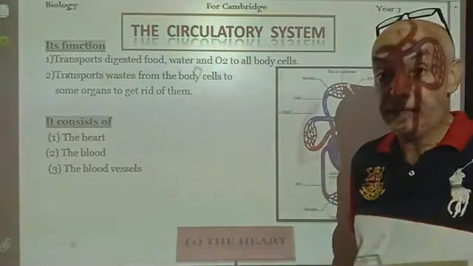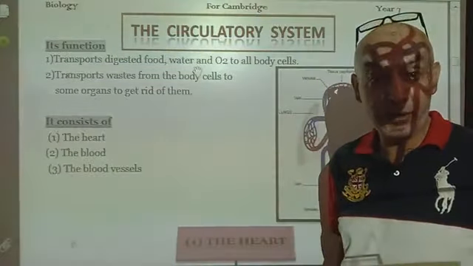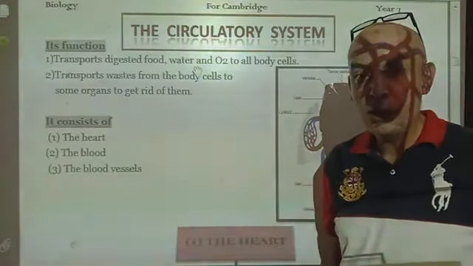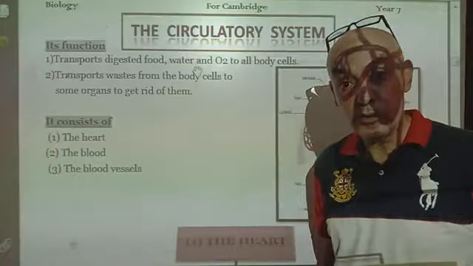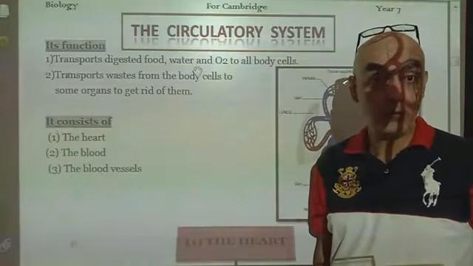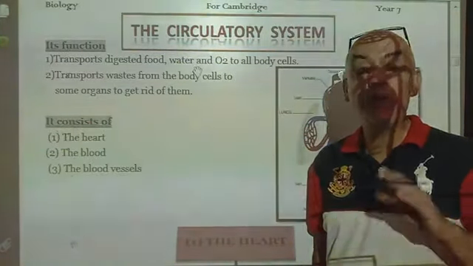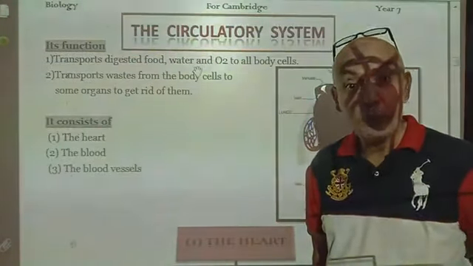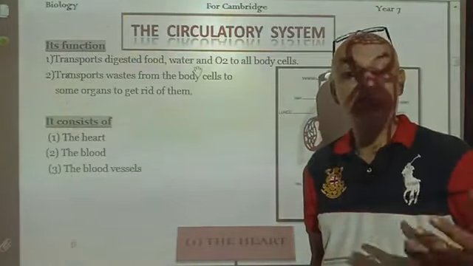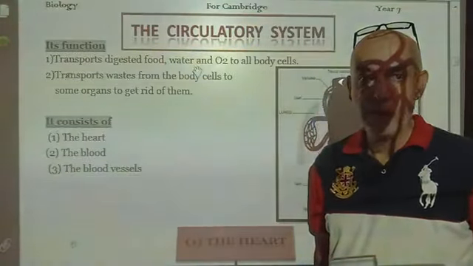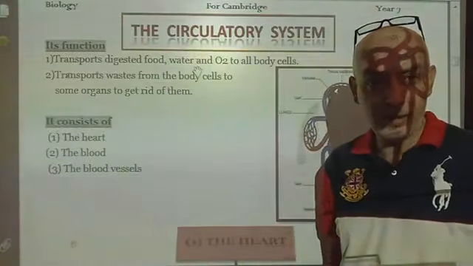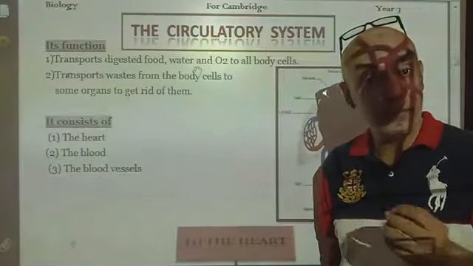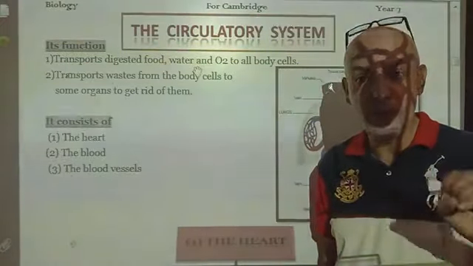This system is responsible to transport oxygen, digested food, and water to all parts of the body. Then, it is responsible to carry the wastes from burning of food inside the body cells and taking them to some organs to get rid of them.